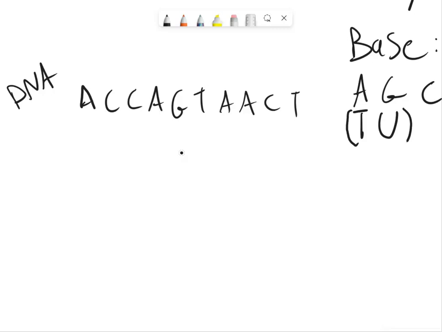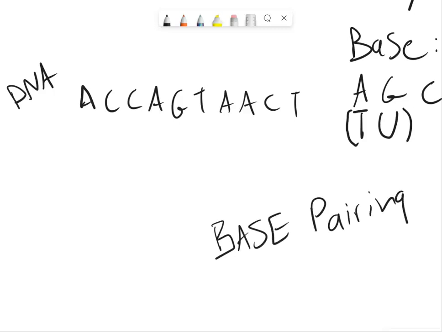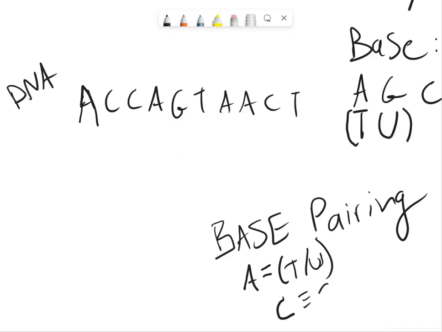So the bases have a property of base pairing, which means an A will always stick to a T or a U on the other strand. So I'm going to draw the opposite strand of double-stranded DNA and show you they will line up like that. And then a C, so if I remember correctly, A will make 2 little bonds to a T, and C will make 3 bonds to a G.